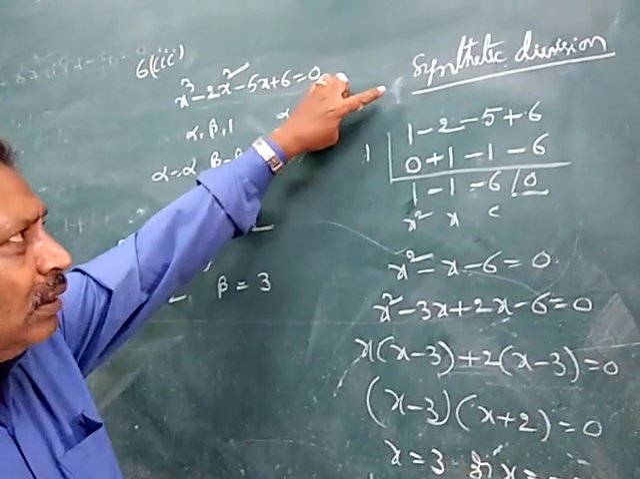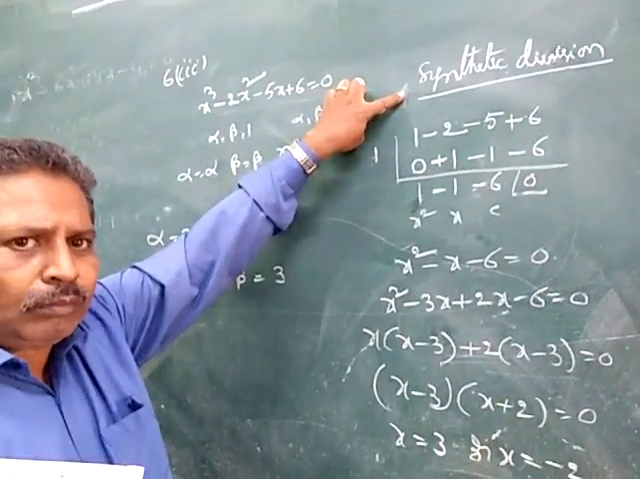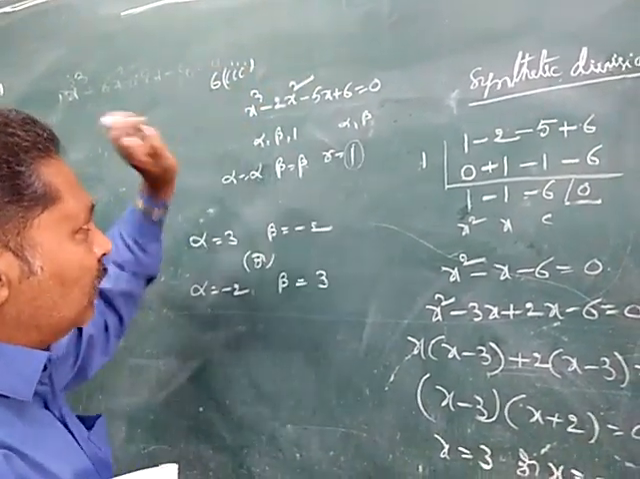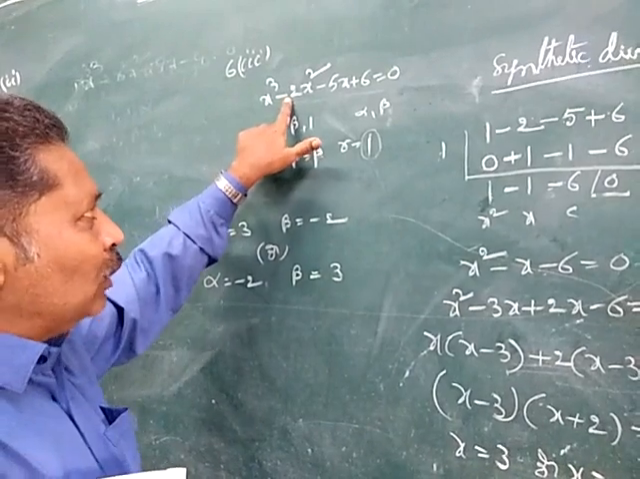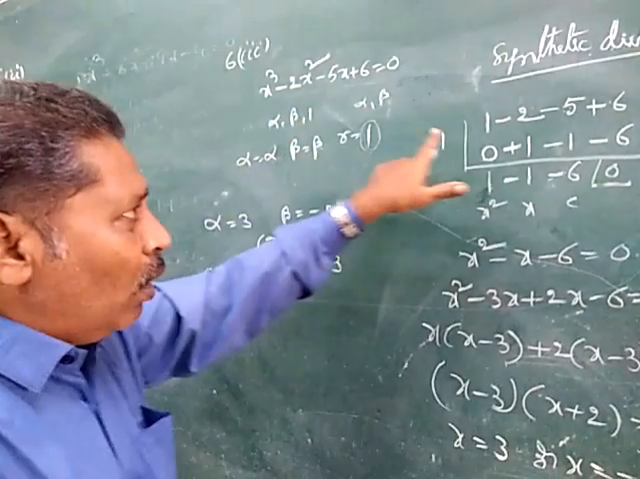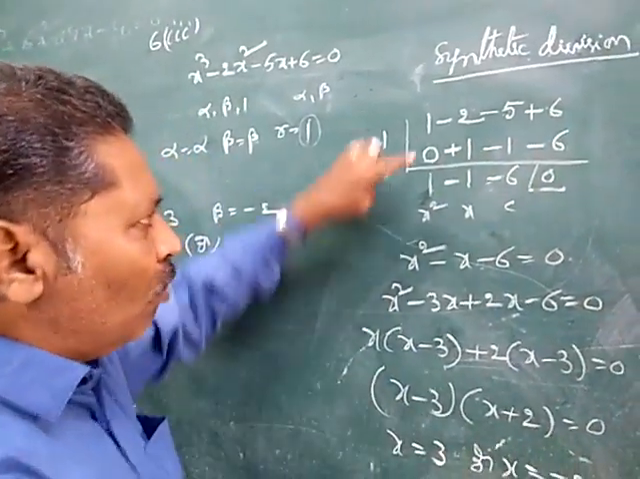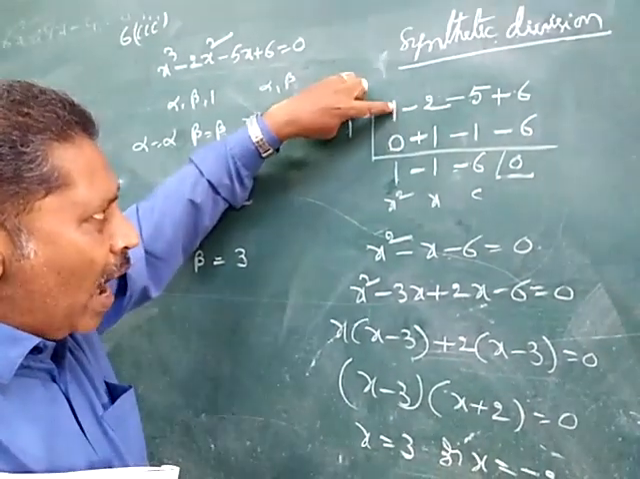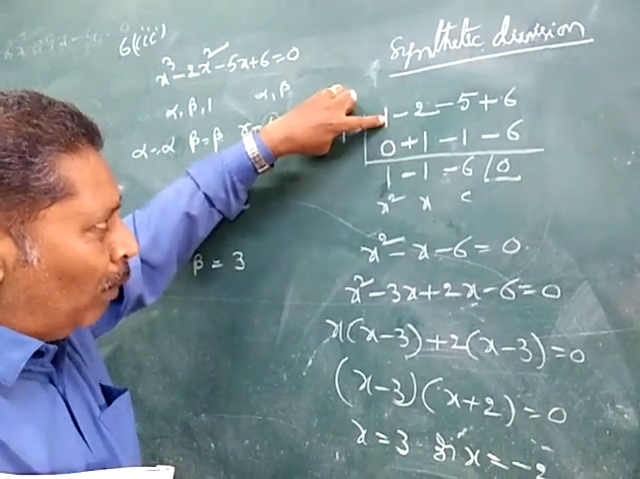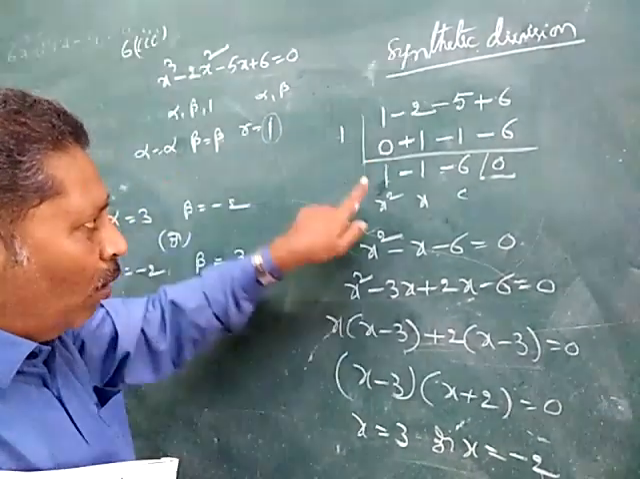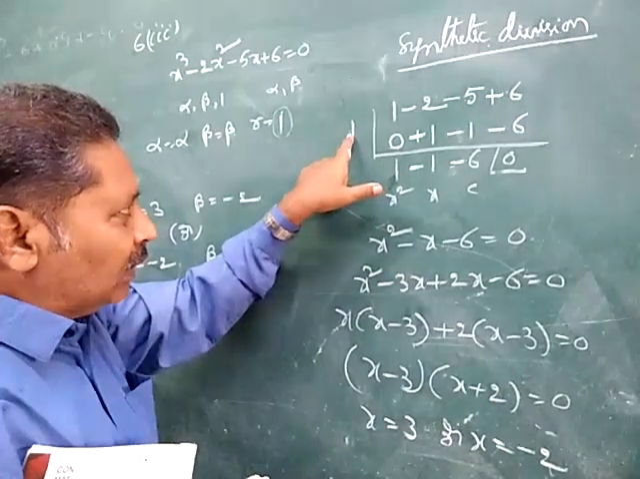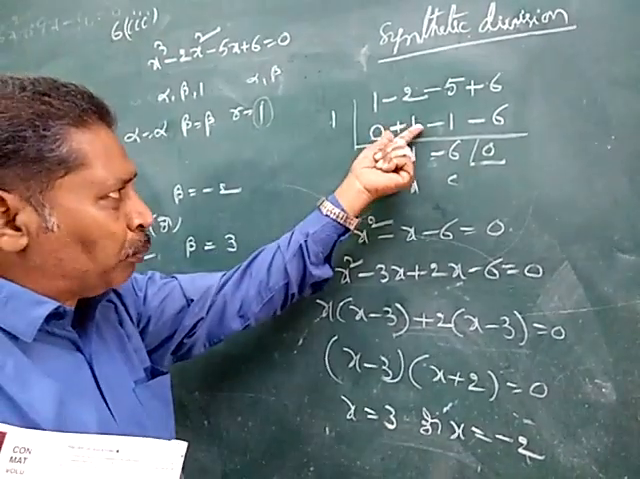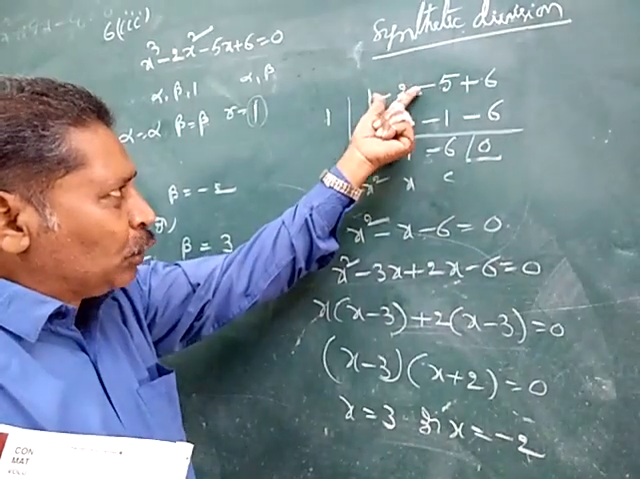Listen again. Synthetic division. First take the coefficients of the equation: 1, minus 2, minus 5, plus 6. First put 0 in the first place. Adding these two, 1 plus 0 equal 1. Multiply this and this, 1 into 1 equal to 1. Write in this place. Add these two.